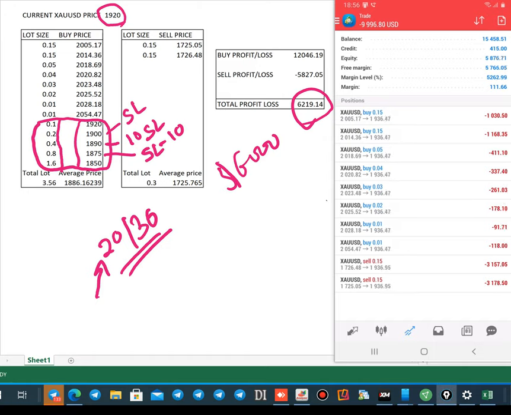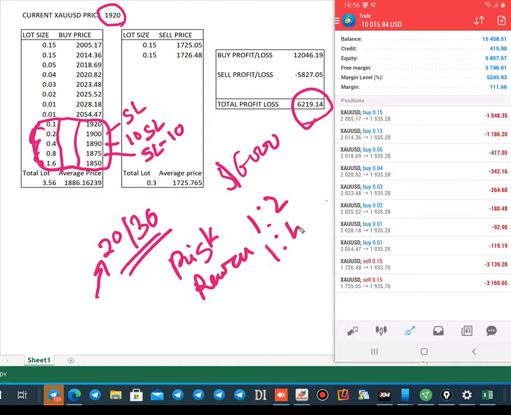So in that way we won't do the martingale without SL. We will keep doing this lot size and keep booking the profit of 20 to 30 points. So we will always maintain a risk reward of 1 to 2, 1 to 4. Maybe sometimes it hits the SL of 10 points, but it won't happen always. And we will keep booking the profit and loss, and we will maintain.